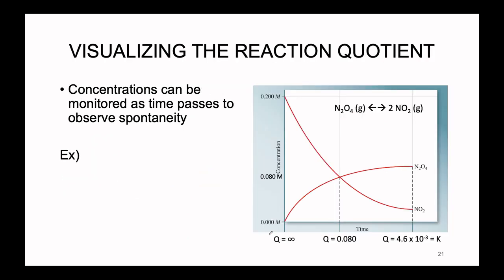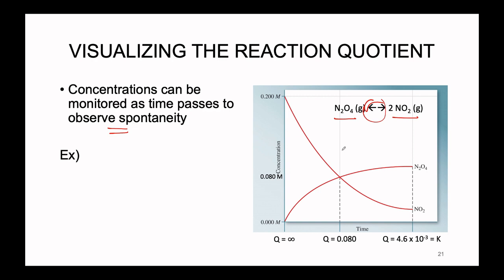So the reaction quotient, this concept can also be visualized. We also had a similar visualization when describing equilibrium in the first place, with this reaction where our N2O4 is decomposing into 2 nitrogen dioxides. There's going to be a point where your reactant is decreasing in concentration and your product increases in concentration, but then there's a point where your reaction, if it's reversible, hits this nice equilibrium steady state. So concentrations can be monitored as time passes to observe this type of spontaneity.